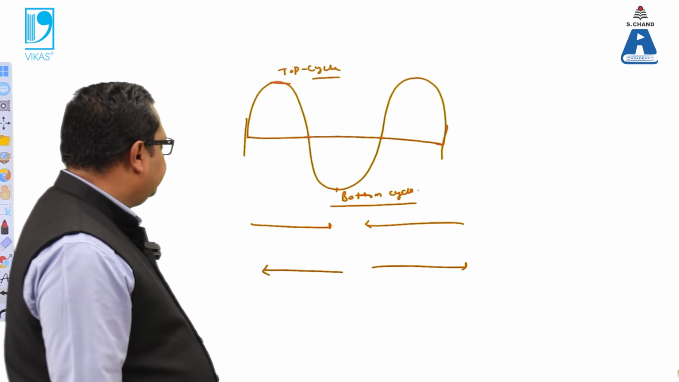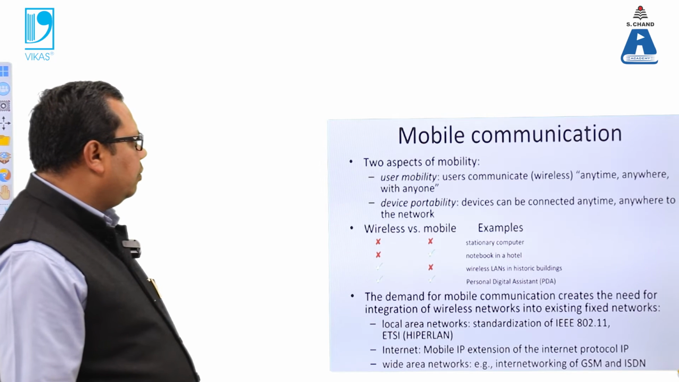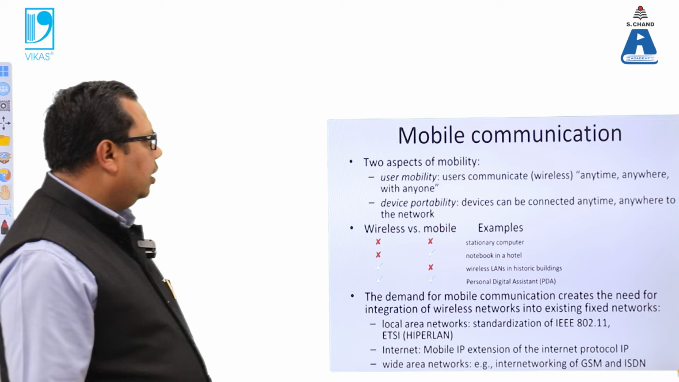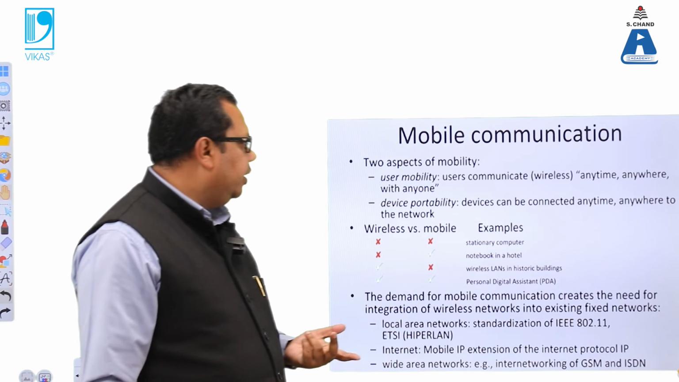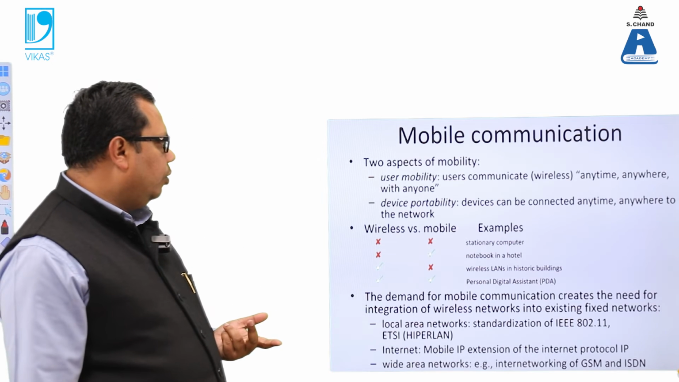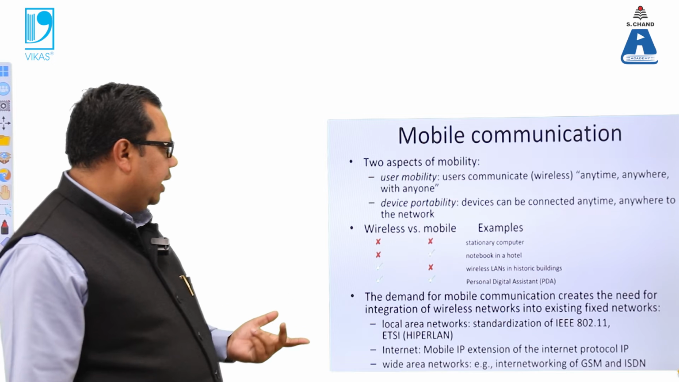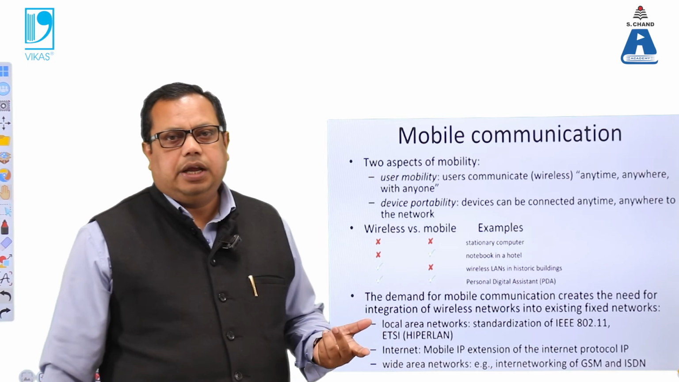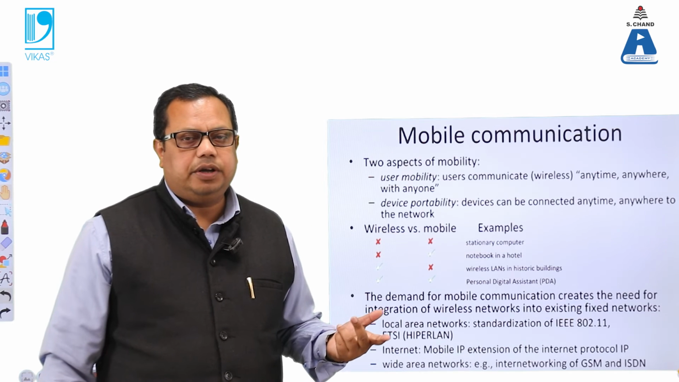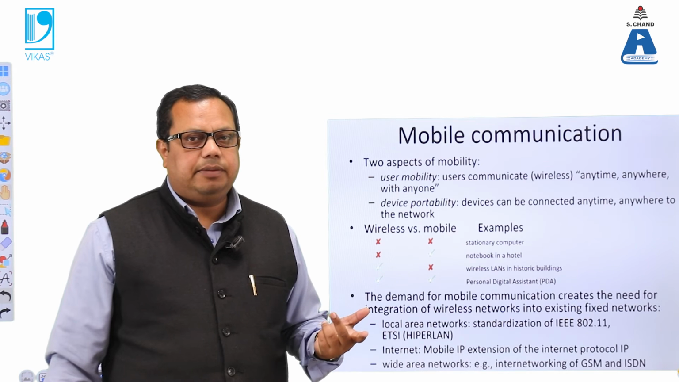Then we have mobile communication, with two aspects of mobility: user mobility for the wireless. With wireless, we can say that anytime, anywhere we can make a wireless phone call. So now we can use it at any place. We are using a local area network, and we are connecting the local area network. We are using the internet also, where we can be located at any time, anywhere.